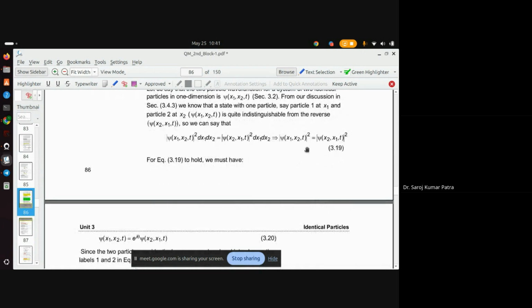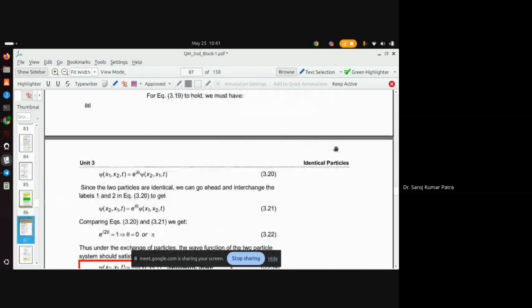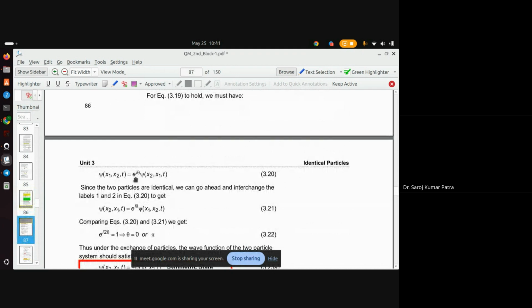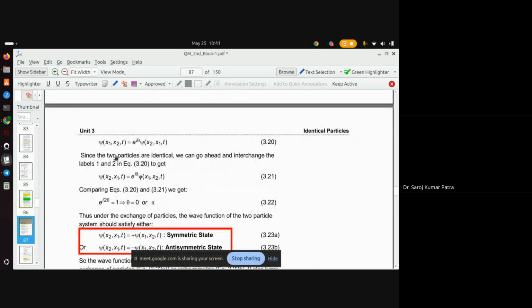अगर ये psi x1 x2 t mod square is equal to psi x2 x1 t mod square, तो क्या होगा? When is it possible? अगर एक फेज फैक्टर e to the power i theta रहेगा, तो इसको अगर लेफ्ट साइड को हम स्क्वायर करेंगे, राइट साइड को स्क्वायर करेंगे, तो क्या होगा?